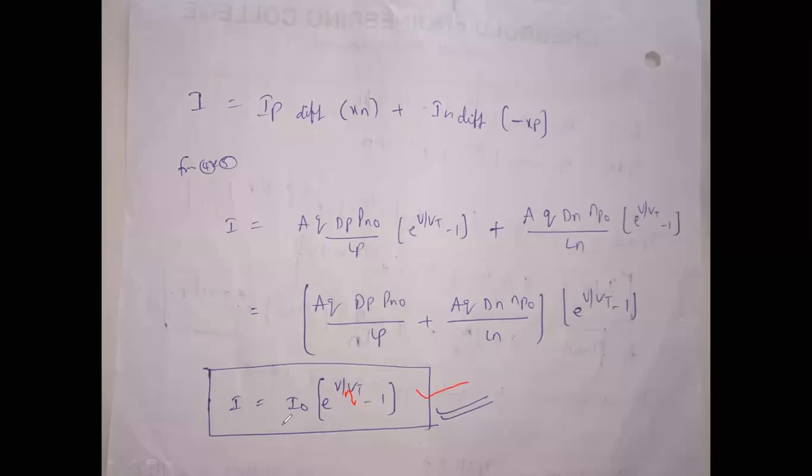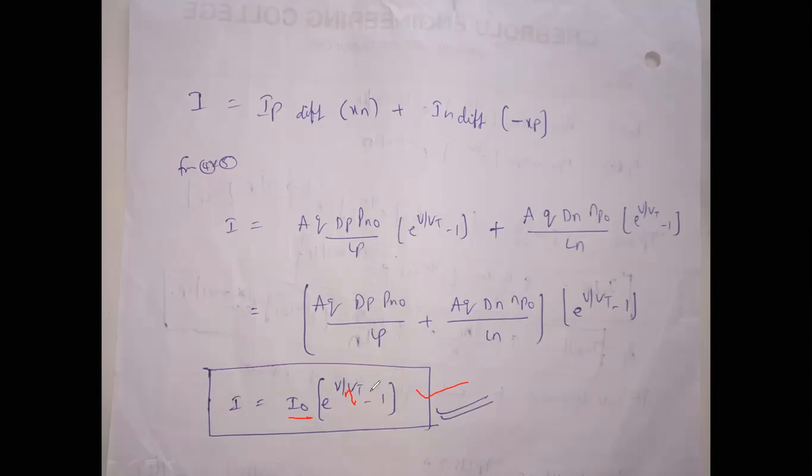Here I naught is the reverse saturation current, meaning the maximum current which flows when the diode is reverse biased. V is the voltage across the diode, and eta is a constant whose value is 1 for germanium and 2 for silicon.